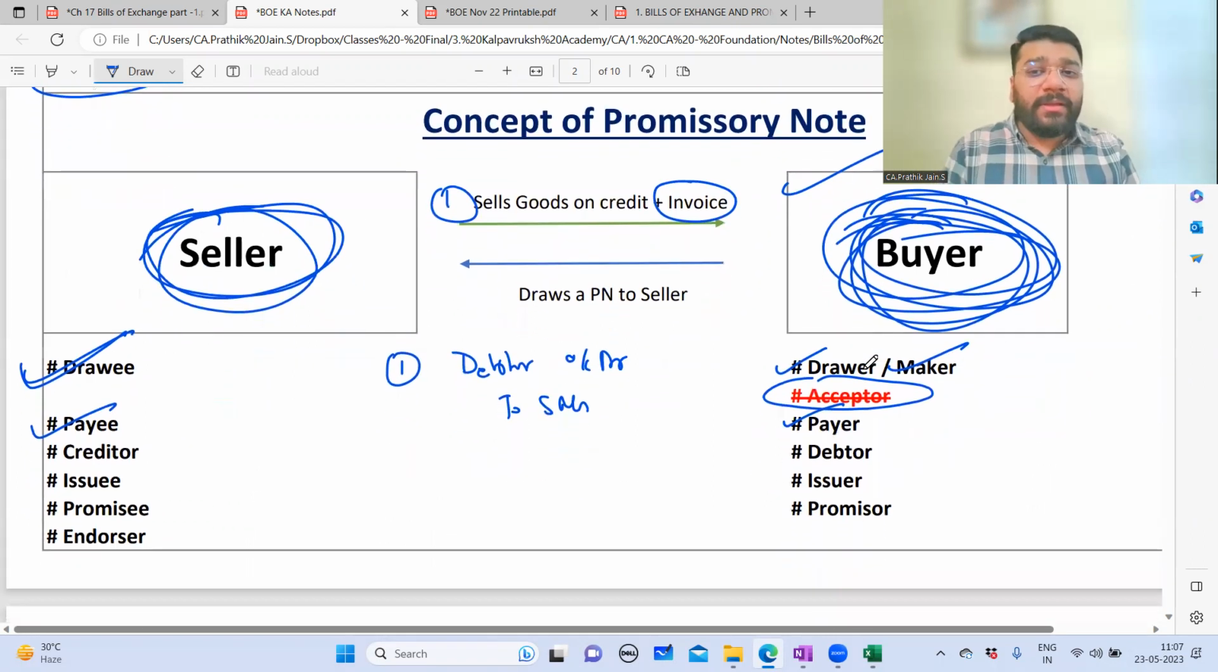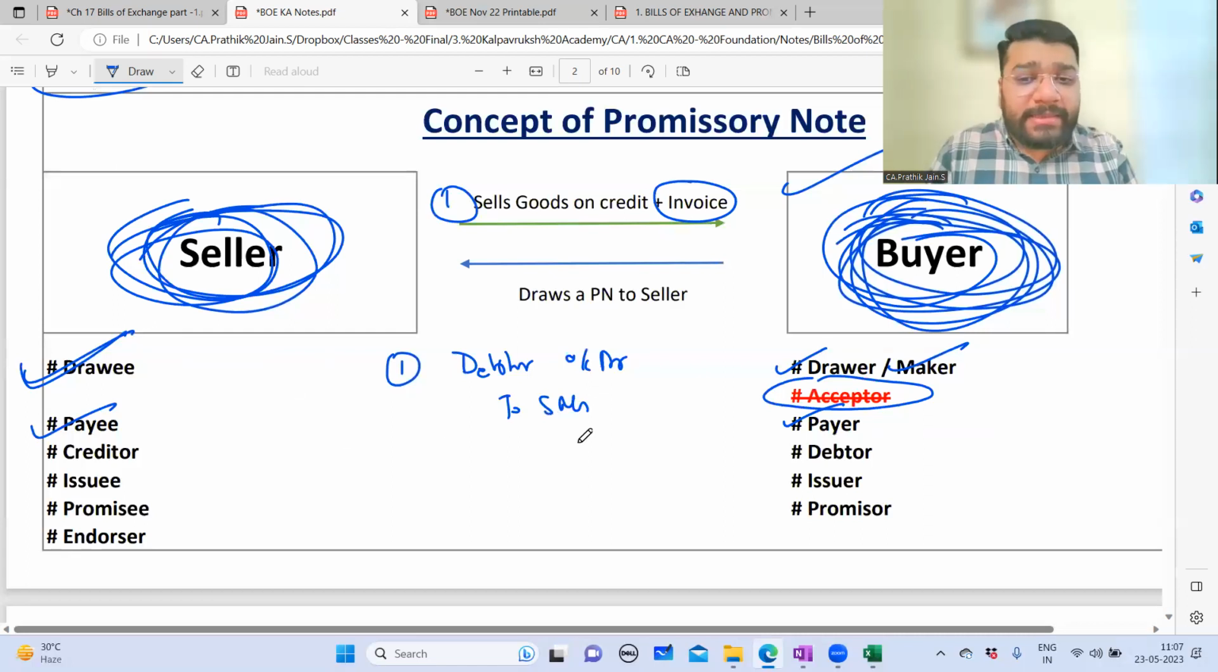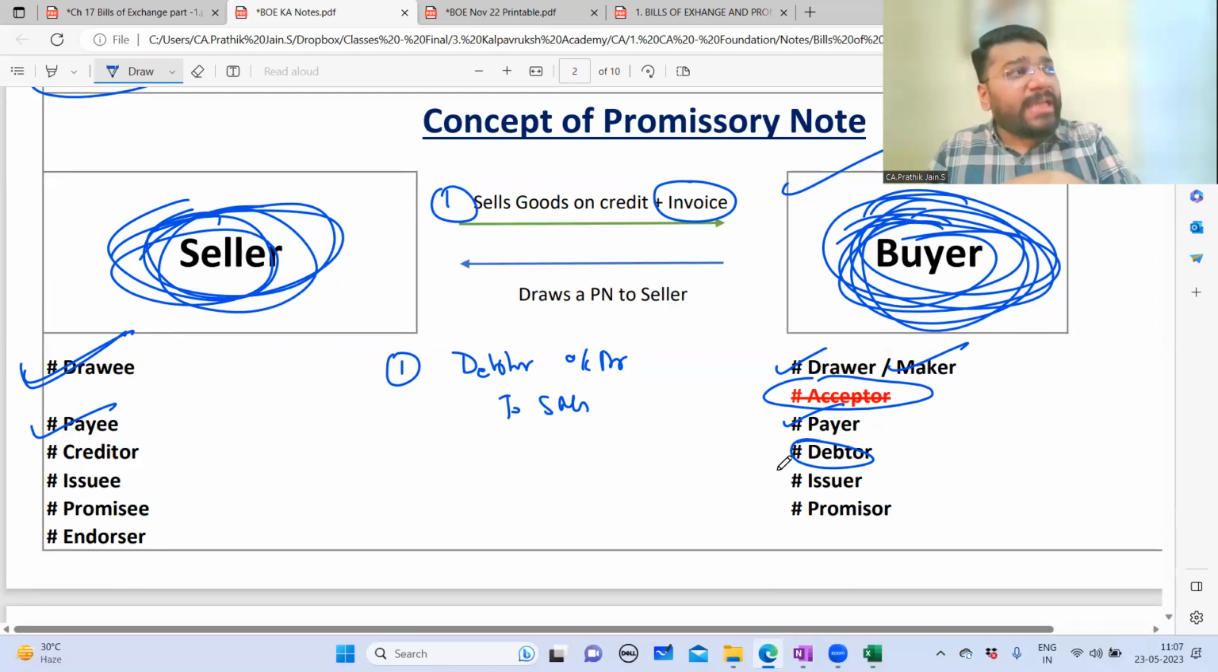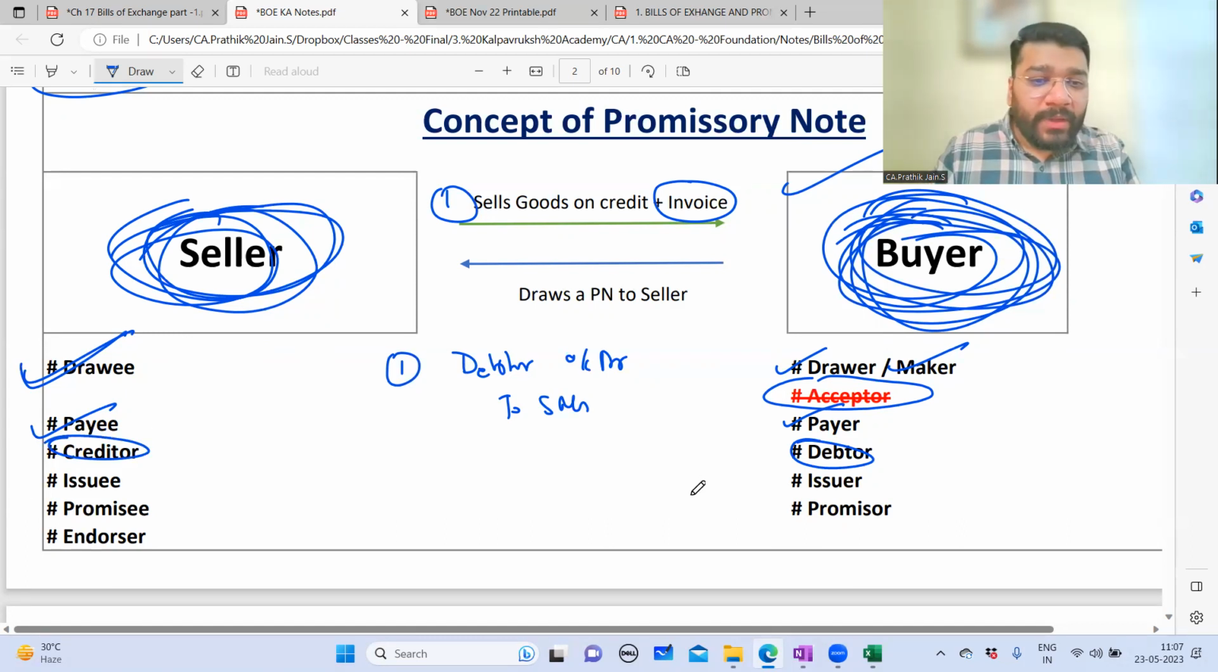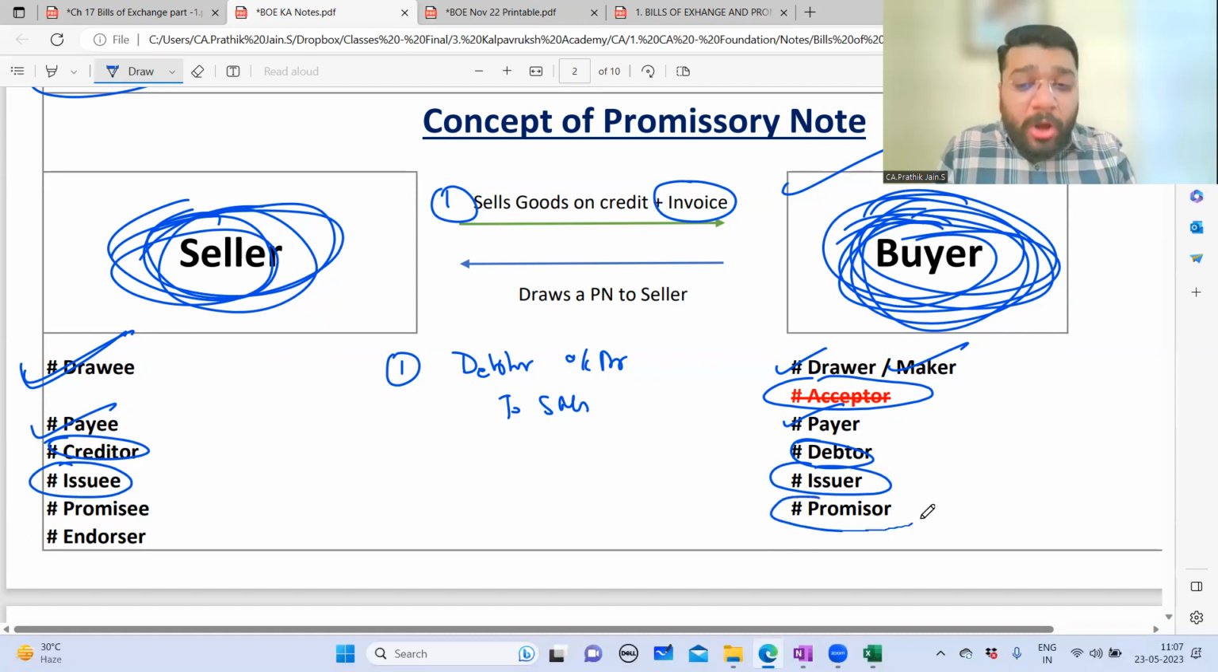Now, guys, from the seller's point of view, the buyer is called the debtor. From the buyer's point of view, the seller is called a creditor, to whom the payment has to be made. The person who is issuing the bill is called the issuer. The person to whom the bill or promissory note is issued is called the issuee. The person who is promising to pay the money is called the promisor. The person to whom the money is being promised is the promisee. Endorser, just leave it as of now.